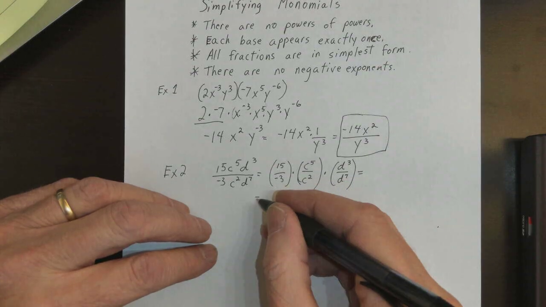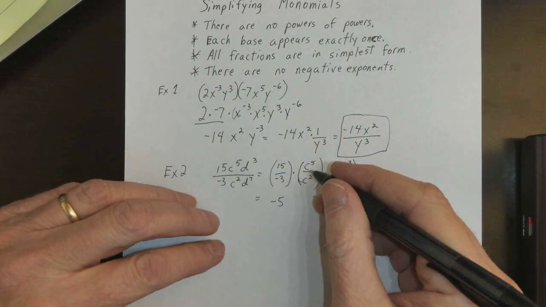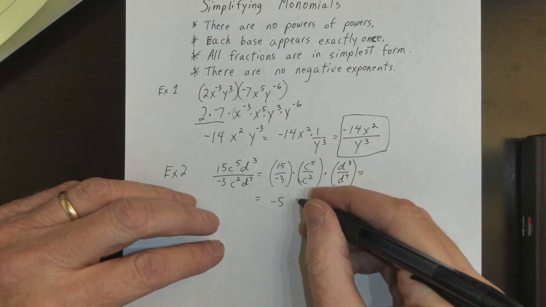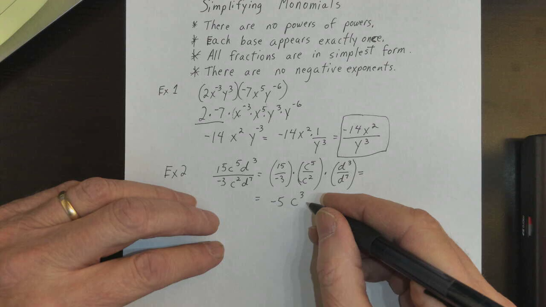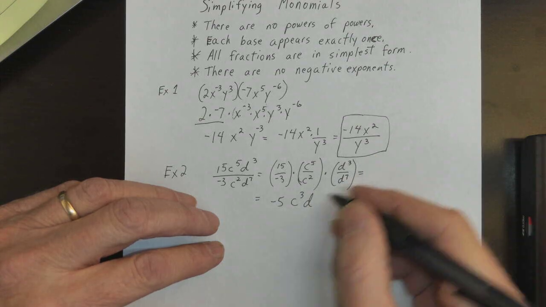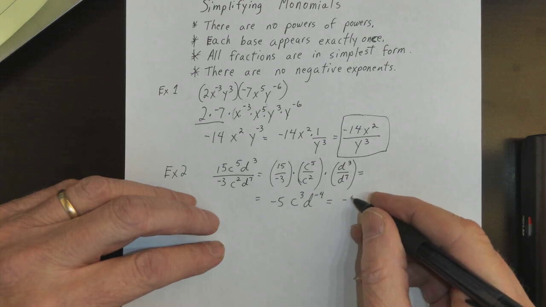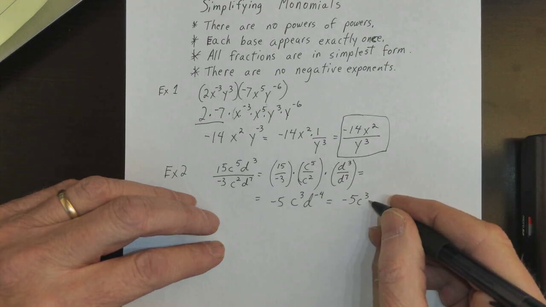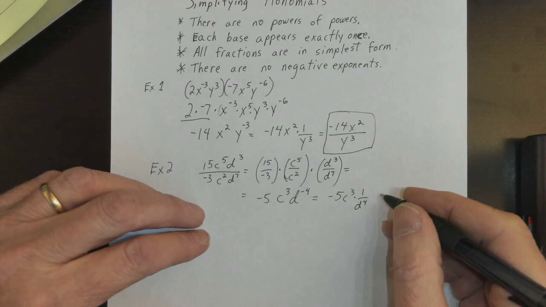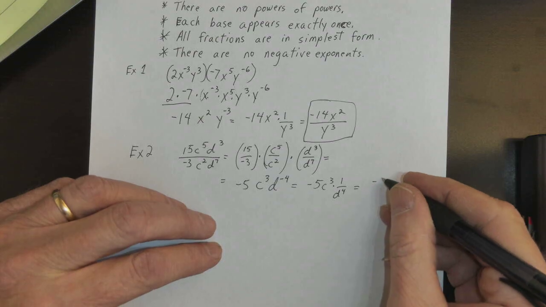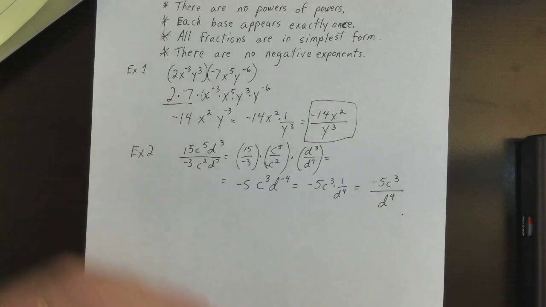All right. I'll work down here. This is negative 5. This is a simple division. Now c to the fifth over c to the second, you subtract. 5 minus 2 is 3. And then we have 3 minus 7 for our power of d, and that's negative 4. And then that's negative 5 c to the third times 1 over d to the fourth, using the negative exponent property, which is negative 5c to the third over d to the fourth.